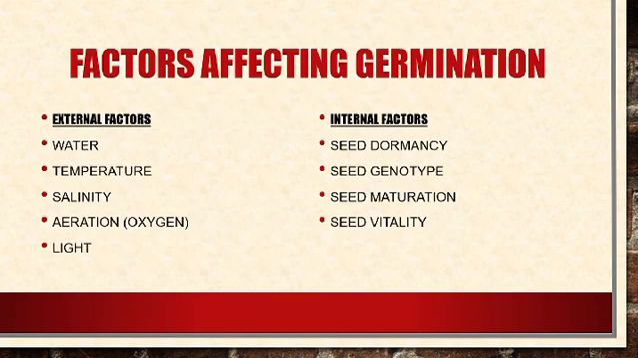Now let us study what are the factors which affect seed germination. External factors, that is the environmental factors, include water, temperature, salinity of the soil, that is the salt content in the soil, aeration and light, that is sunlight. And internal factors like seed dormancy.